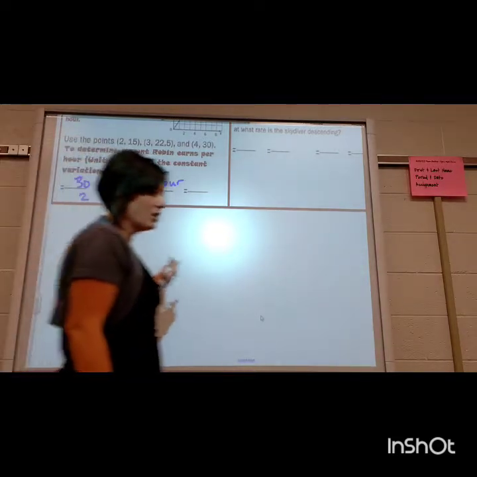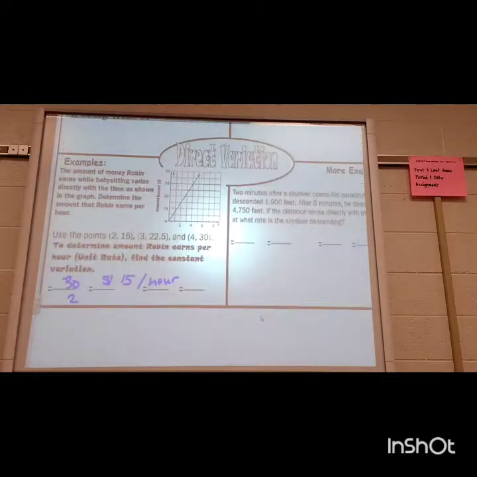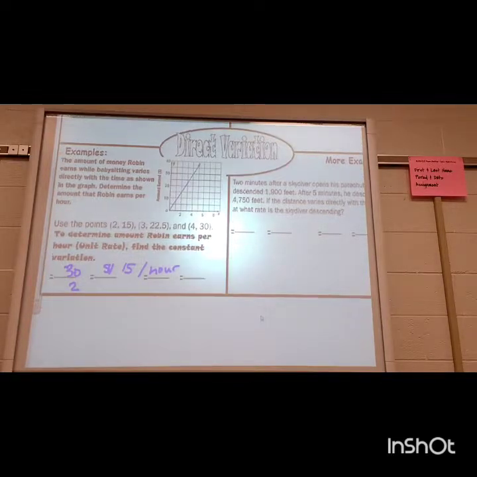We know it's linear by looking at the graph because it makes a straight line. So this is a linear proportional relationship, also known as a direct variation.